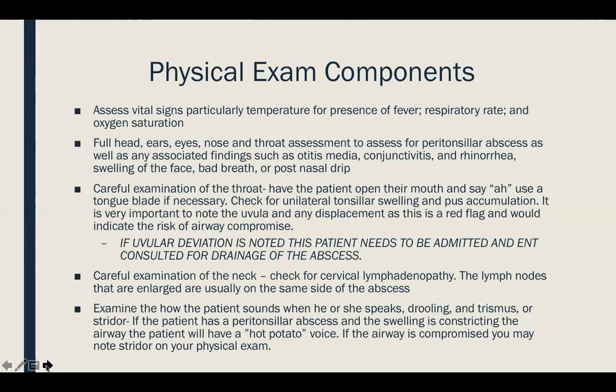Careful examination of the throat. Have the patient open their mouth and say ah. Use a tongue blade if necessary. Check for unilateral tonsillar swelling and pus accumulation.